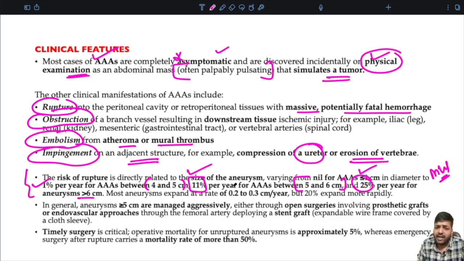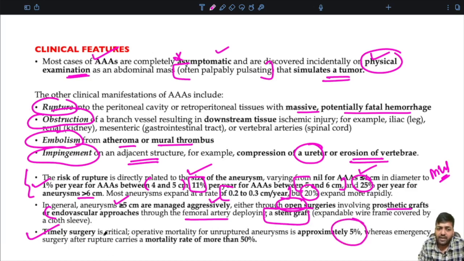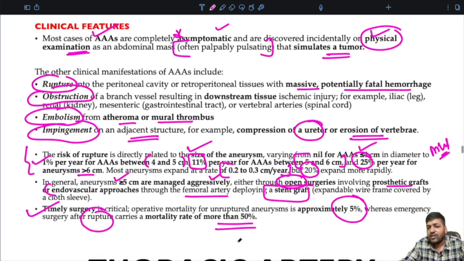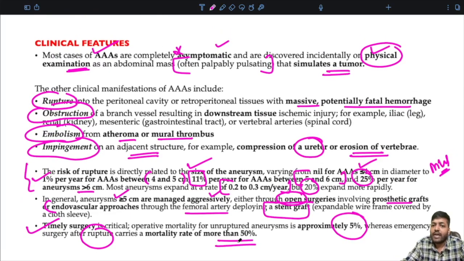Most aneurysms expand at the rate of 0.2 to 0.3 centimeter per year, but 20% expand more rapidly. In general, remember, if an aneurysm is more than or equal to 5 centimeter, then it should be managed aggressively, either via open surgeries involving prosthetic grafts or endovascular approaches through the femoral artery, deploying a stent graft. Timely surgery is critical. Operative mortality for unruptured aneurysm is approximately 5%, whereas emergency surgery after rupture carries a mortality rate of more than 50%. I hope this point is crystal clear for everyone.